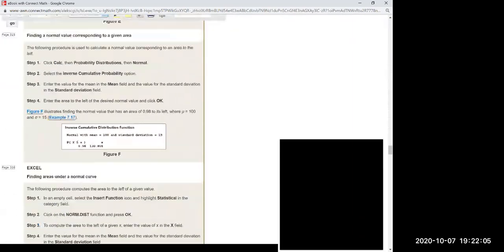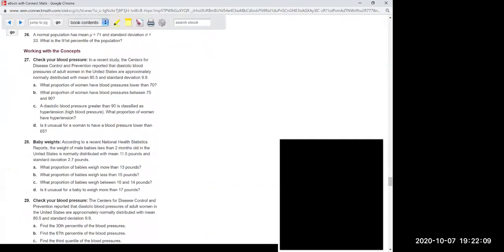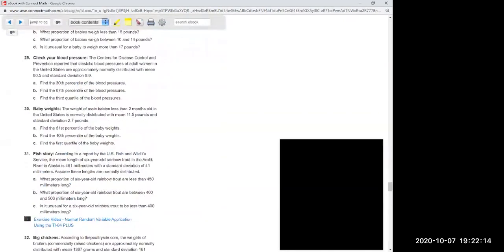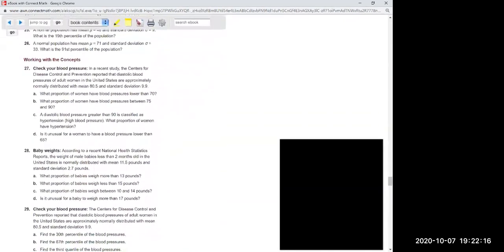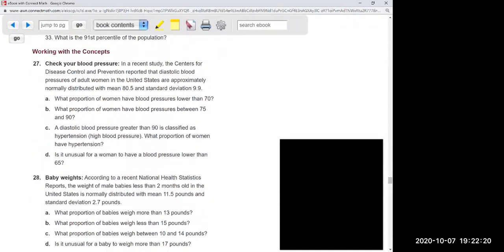Which problems? Wow. We're always working with the concepts, and let's try 27.